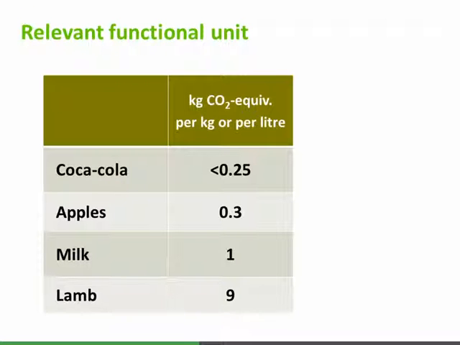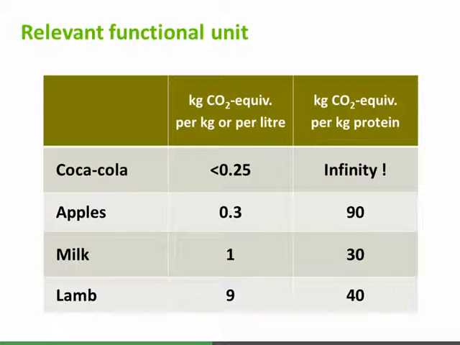The other aspect is how it's reported. We look at a label and we see it's presented, for example, as CO2 equivalent emissions per kilogram of the product, or perhaps per litre. And we look down that list. It's a fairly small list, but for example, we see Coca-Cola there with the lowest number. Apples also quite low, through to milk and lamb at the higher end. These are some numbers based on some New Zealand analyses.